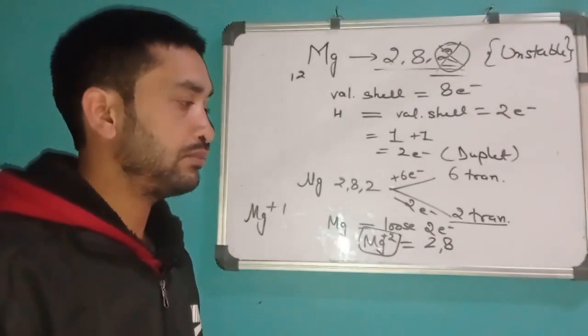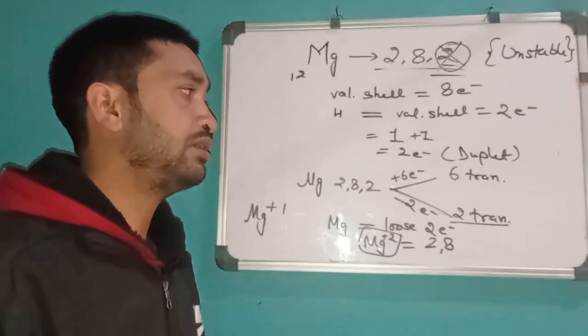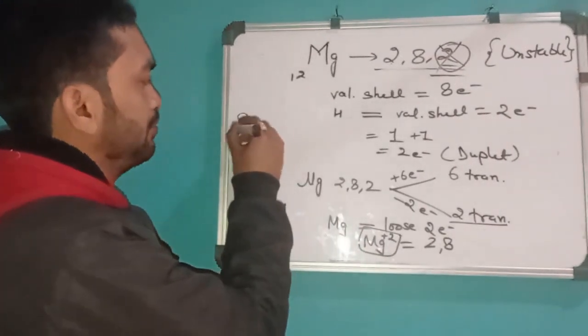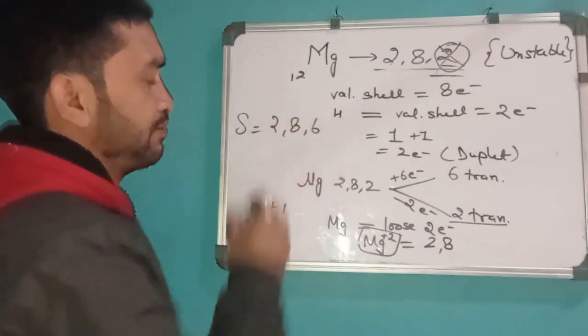Okay. Let us talk about some negative type of ion. For example, sulfur: 2, 8, again 6.